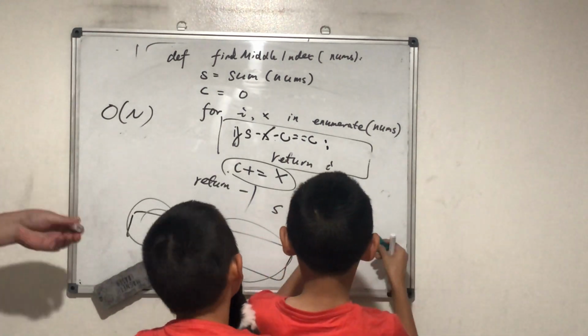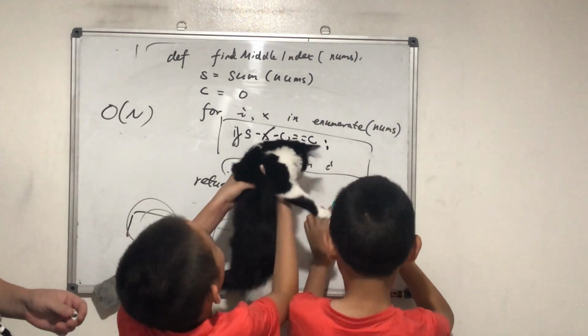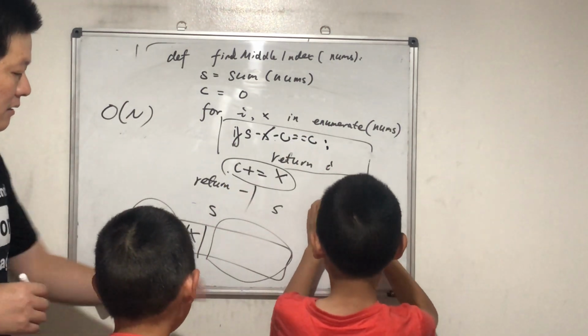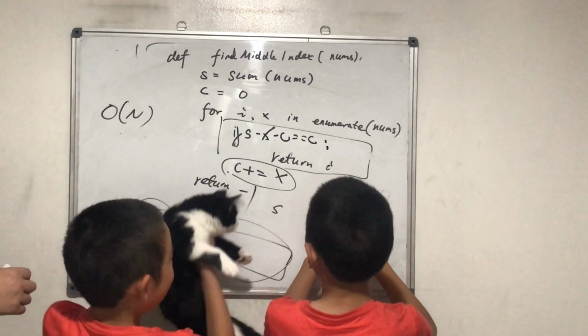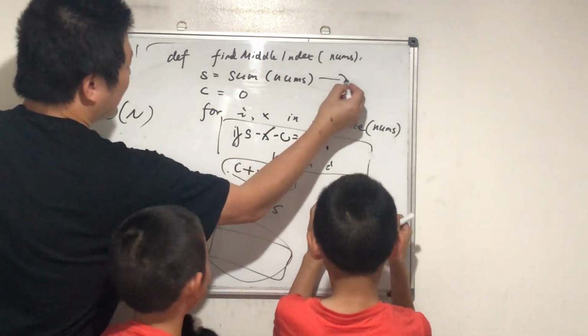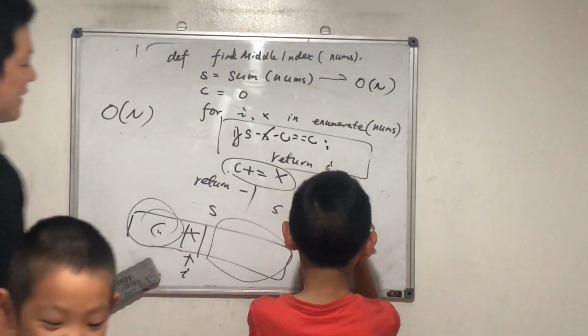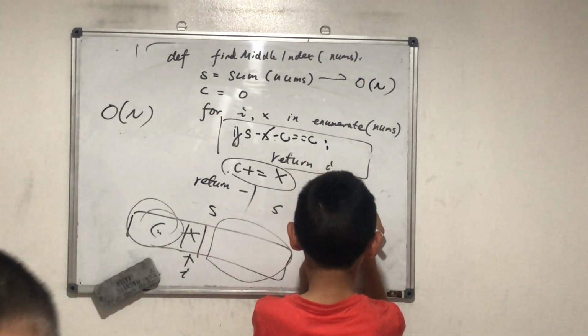What's the space complexity? Are we using any space? Look, no. This is another O(n) for time, right? Okay, that's it for today. Space complexity is O(1).